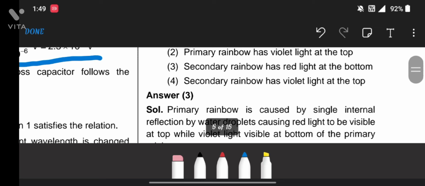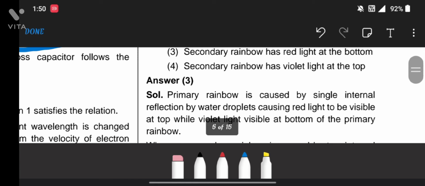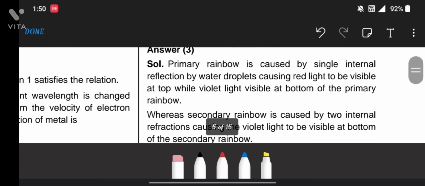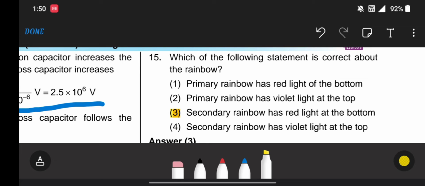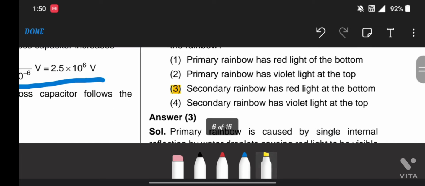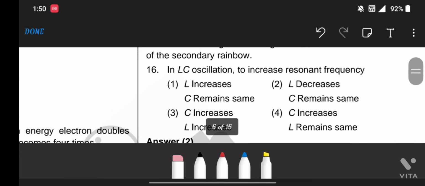As you know, a primary rainbow is caused by single internal reflection by water droplets, making red light visible at the top, while violet light is visible at the bottom of the primary rainbow. Therefore, the correct option will be option 3: the secondary rainbow has red light visible at the bottom. Now moving on to the next question, question number 16.